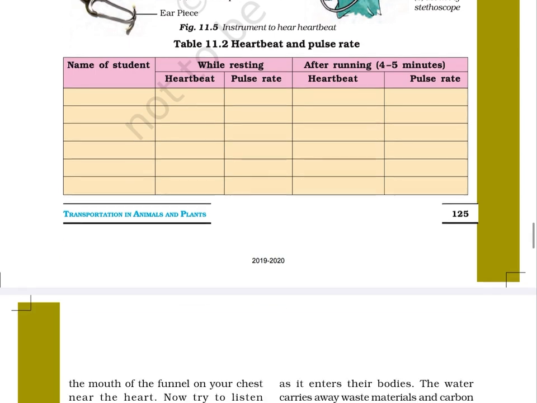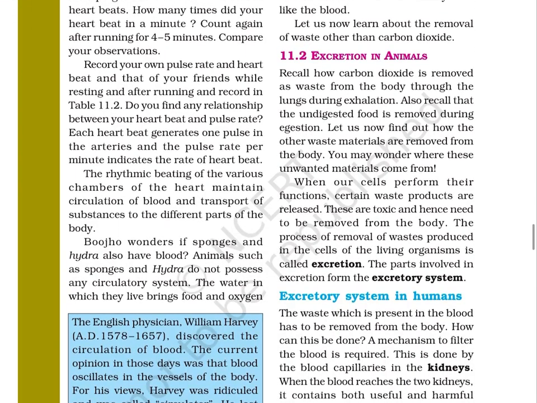Page 126. Record your own pulse rate and heartbeat and that of your friends while resting and after running, and record in table 11.2. Do you find any relationship between your heartbeat and pulse rate? Each heartbeat generates one pulse in the arteries, and the pulse rate per minute indicates the rate of heartbeat. The rhythmic beating of the various chambers of the heart maintain circulation of blood and transport of substances to the different parts of the body.